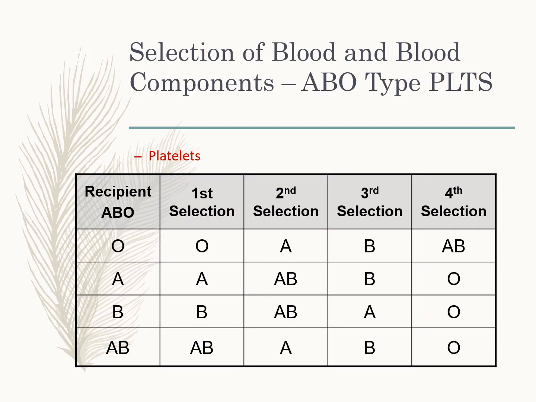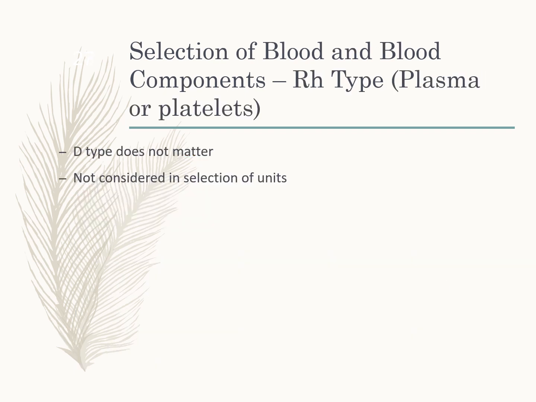So here's a chart for platelets. You'd select in this order. So the D type does not matter for plasma or platelets. If the patient is D negative, you can transfuse D positive platelets. Platelets do not have Rh antigens, so an antibody to D would not affect the platelet life.